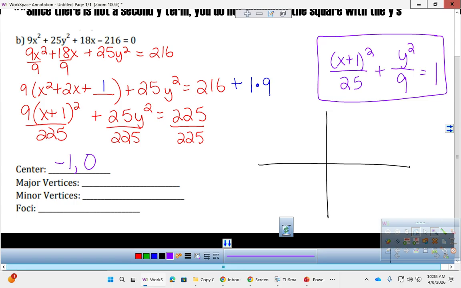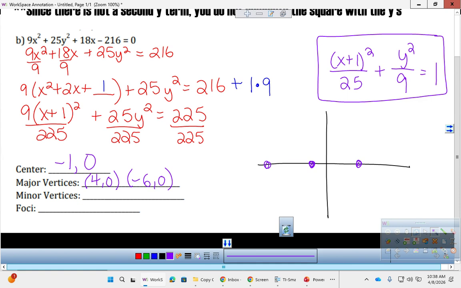So thinking of it like this, negative 1, 0 is here-ish, right? I'm going to go in the x direction 5 units because of that 25. So I'm looking to go 5 units this way and 5 units this way. If you had an actual grid, you could count them. If I'm going 5 units to the right, I'm going negative 1 plus 5, so that's 4, 0. And if I'm going 5 units to the left, that's negative 1 minus 5, that's negative 6, 0. So those are my major vertices.